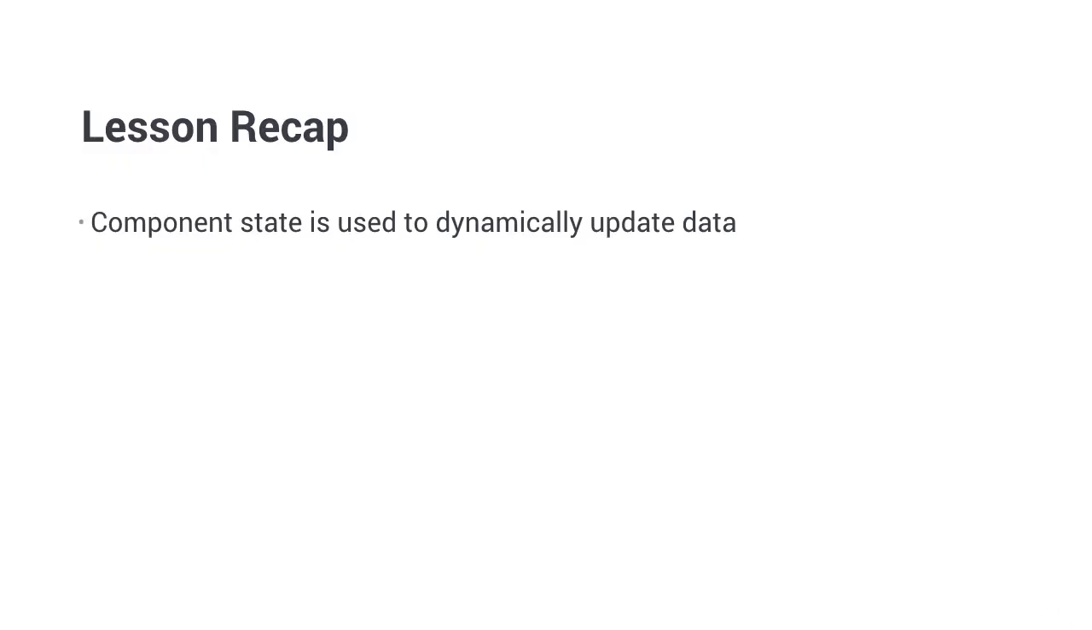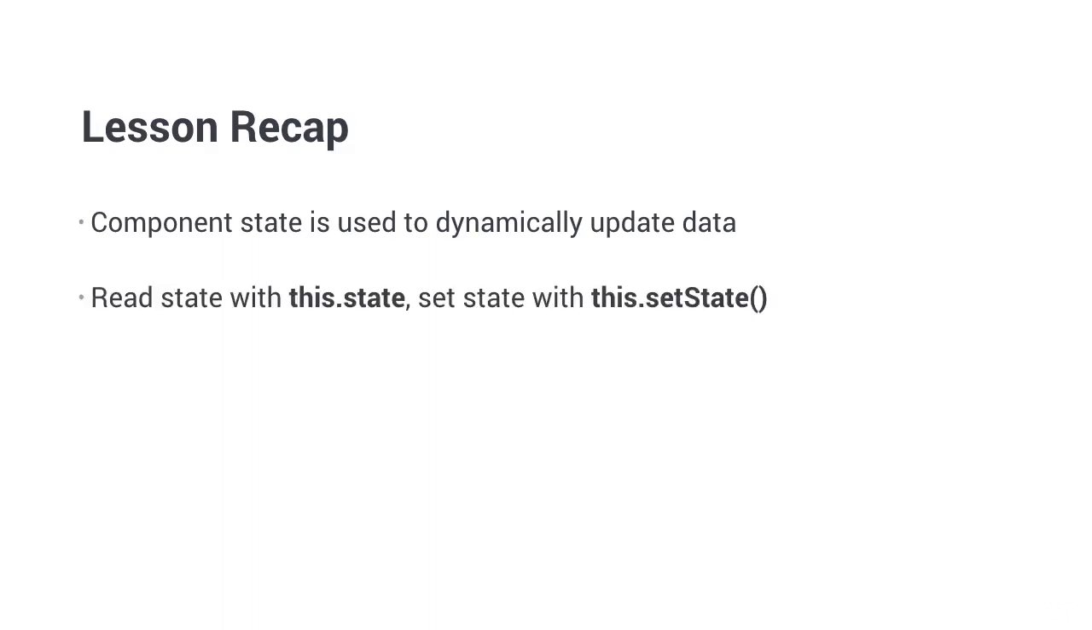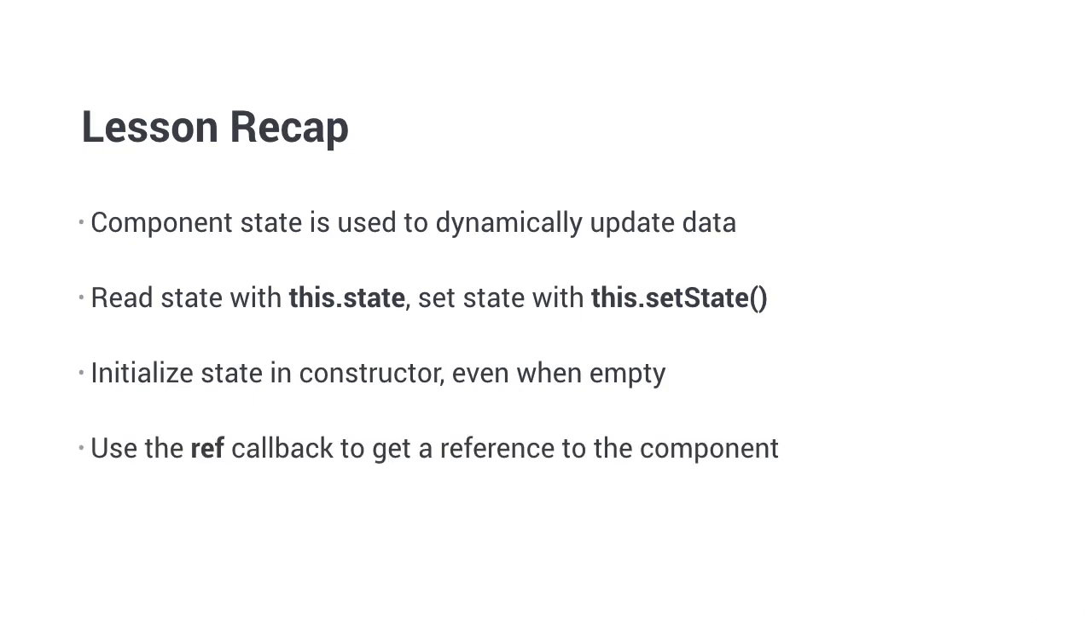To recap, component state is used to dynamically update data on components. You can read state by accessing the state property on the object and set state by using the setState function. You can also update multiple state values at once. To initialize state, even if it's empty at first, use the constructor of a component, where you have to call super. The ref callback on a component lets you get and store a reference to this component.